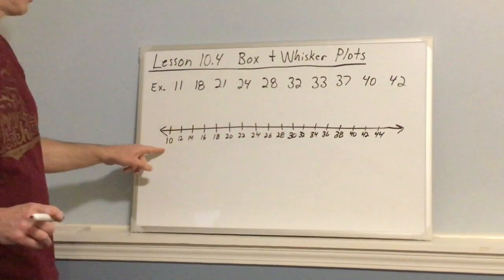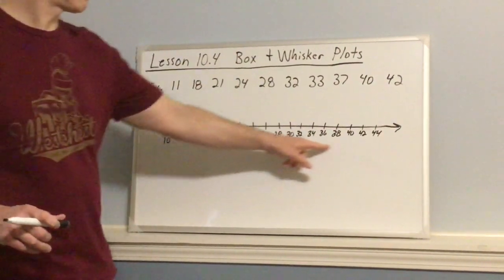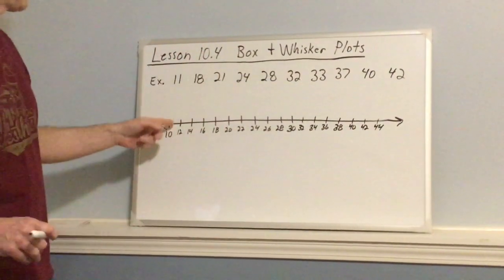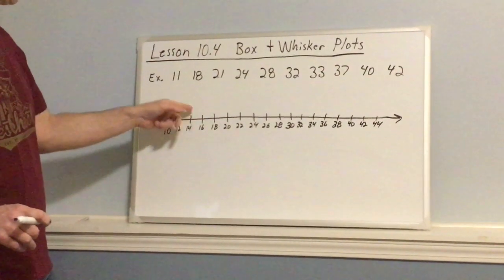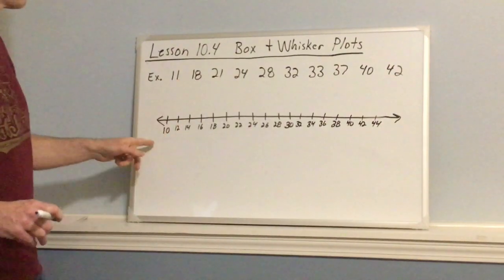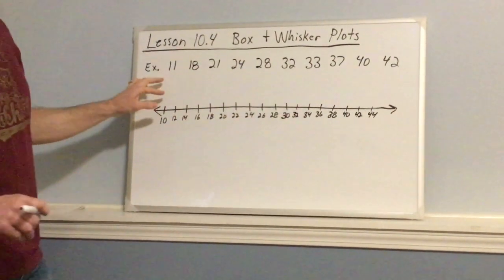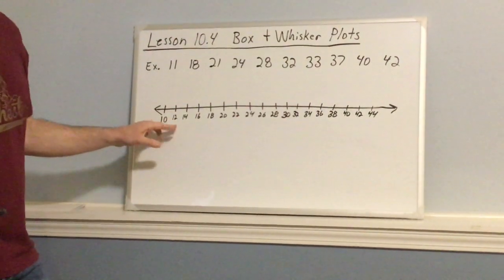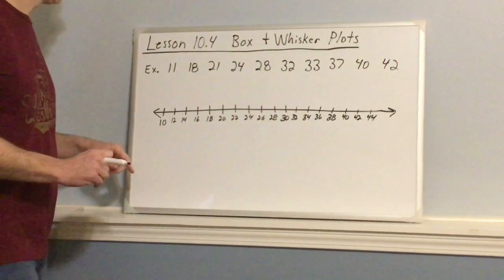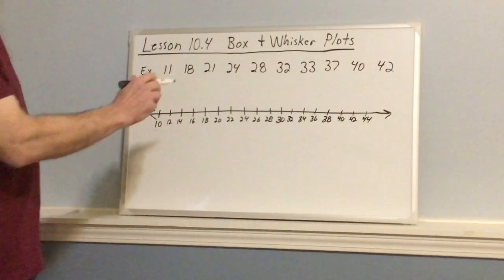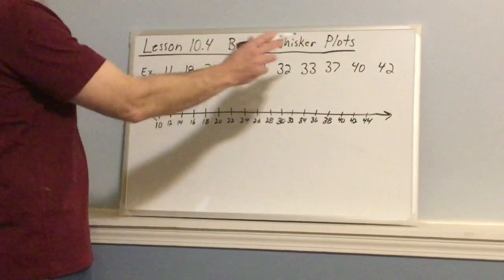So now I'm counting by twos here, but I'm going from 10 all the way to 44, which is going to include every number in here. And in between the spaces would be the odd numbers if we have them, which we do have a few. So you need a number line, but you don't actually make the box and whisker plot on the number line. You make it above the number line. And the first thing to do is we're going to need to find our 5-number summary.